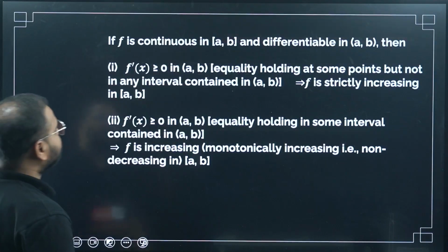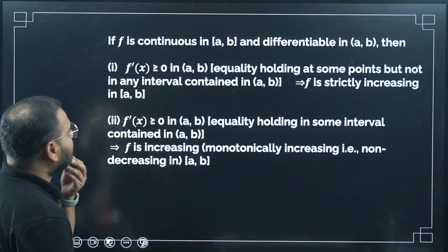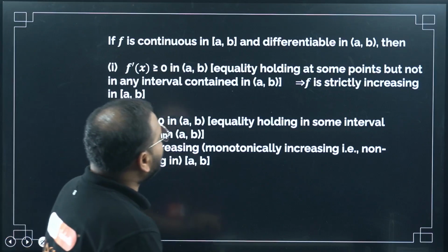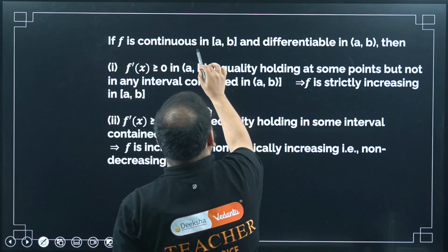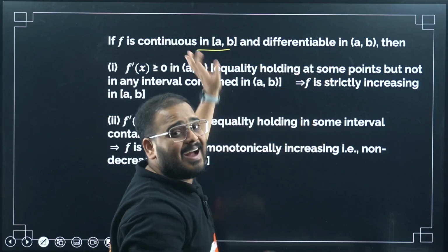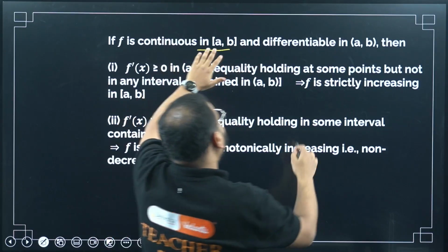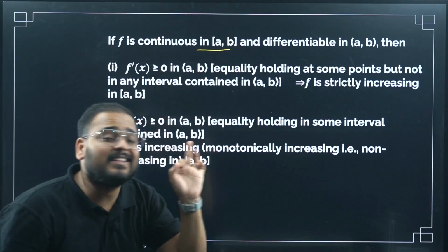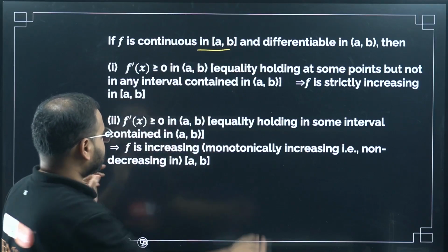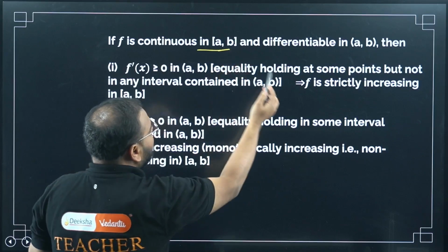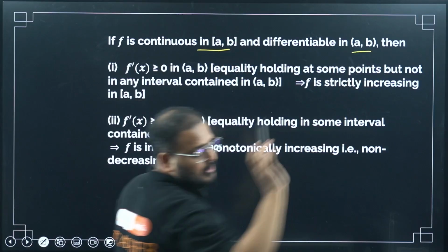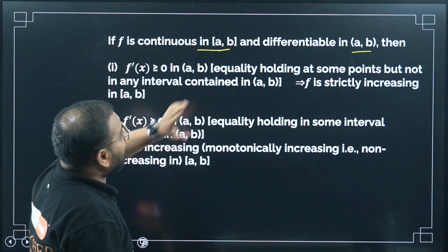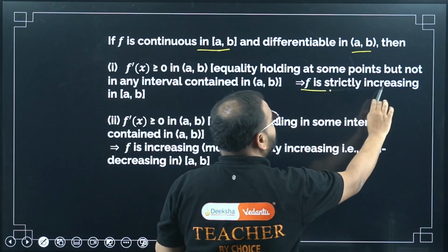Can we move on? Yes, sir. Okay. Now we'll talk about a few more things. If f is continuous in A to B and differentiable in AB, here continuity is there. The previous one was not continuous at A and B. Over here continuity is there. When it was not continuous at A and B, I wrote it as strictly increasing, but now you'll see continuity in A to B, differentiable at open A and B, continuous in closed A and B.